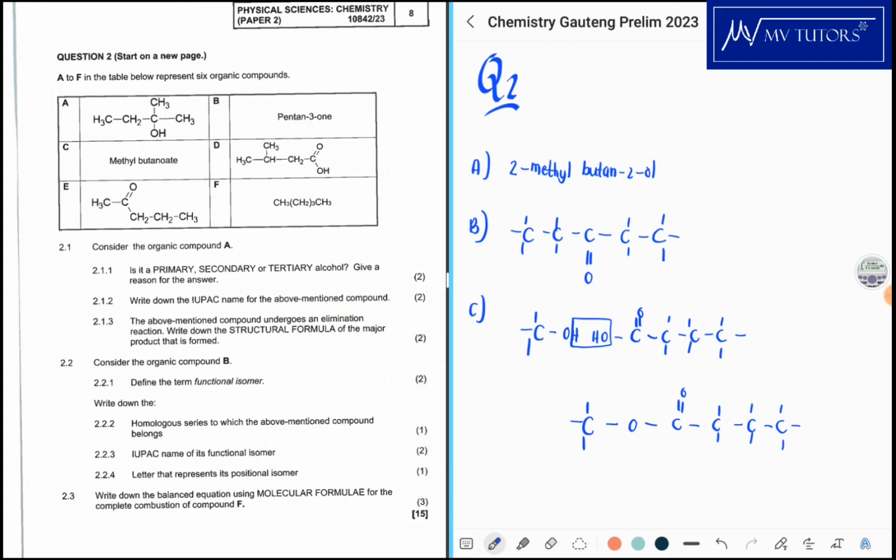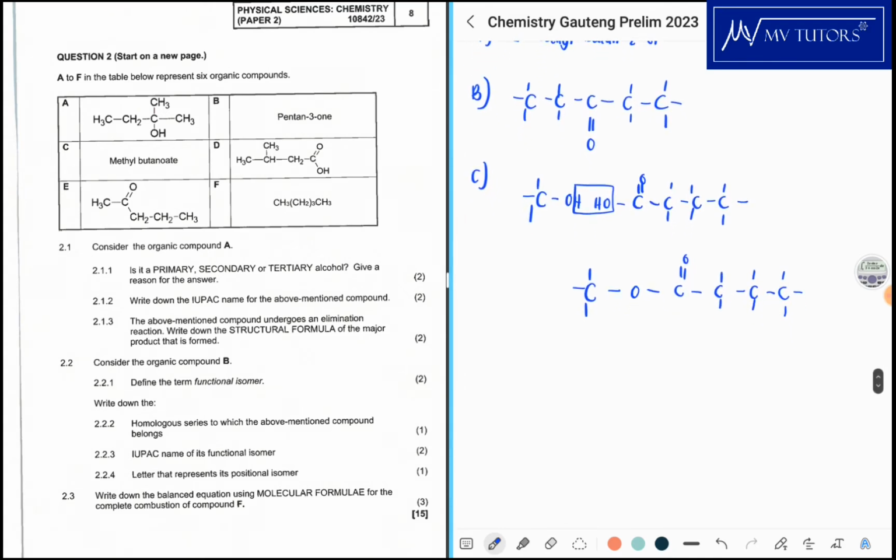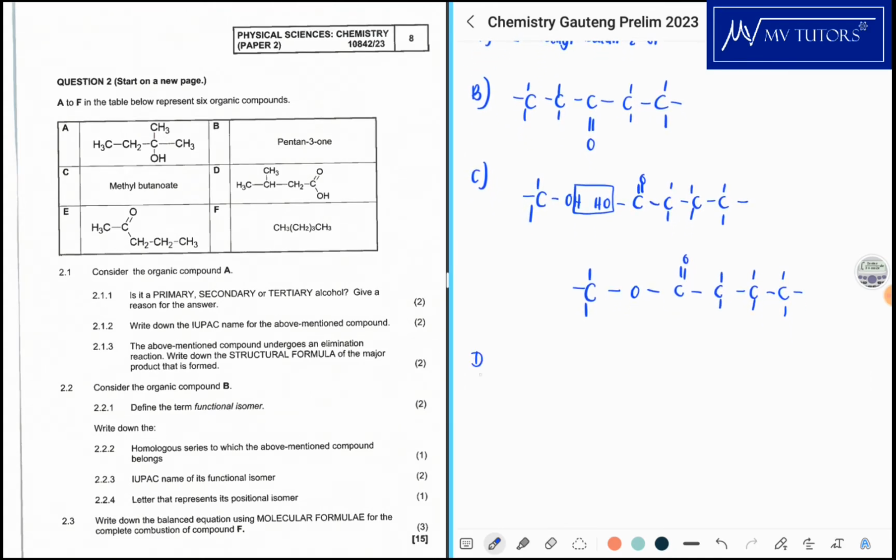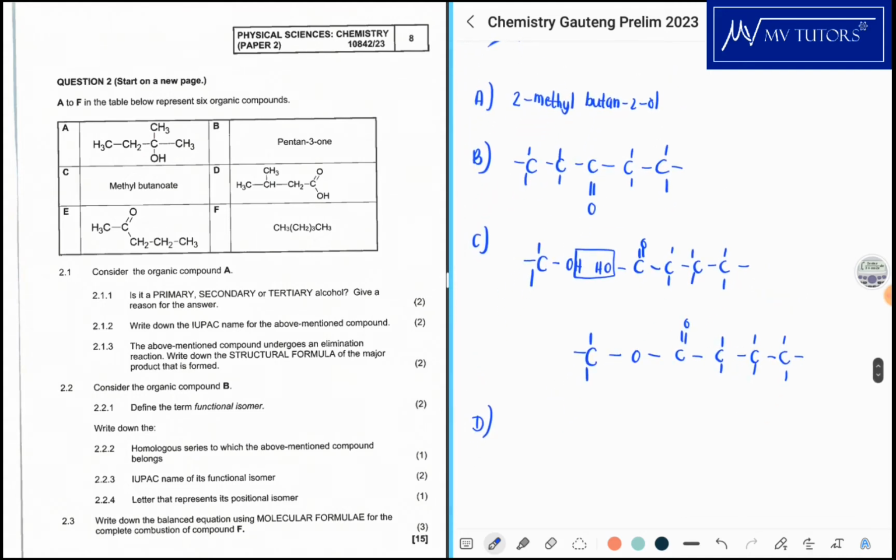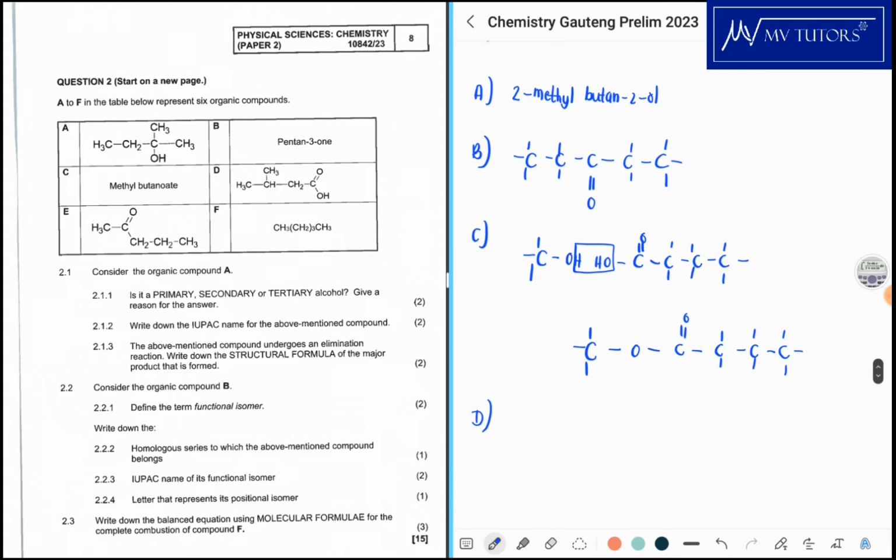And then D, I see that we have a carboxylic acid. Let me look at the longest chain, 1, 2, 3, 4. So it is butanoic acid. All right, so yeah, butanoic acid. Let me just see, 1, 2, 3, 4. But also on the first carbon, we have a methyl group. Okay, so we can say 1-methyl butanoic acid.